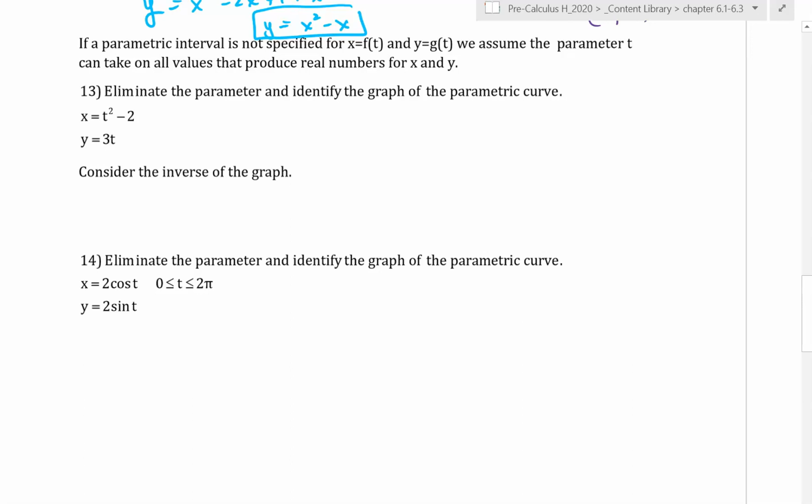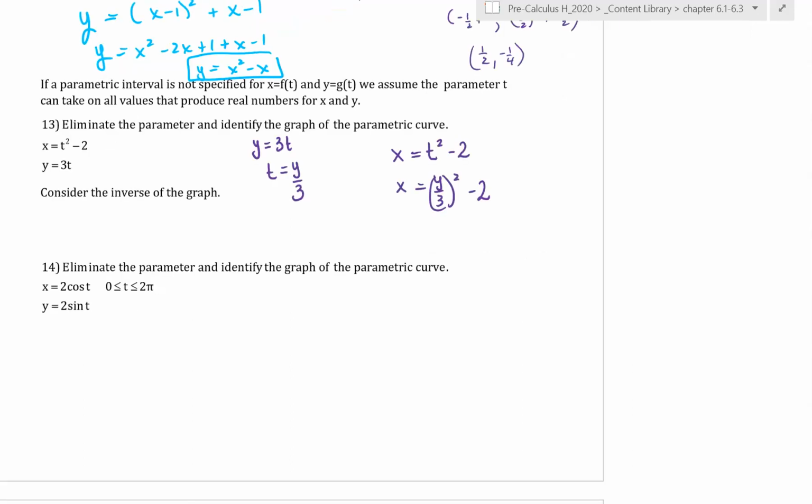Go ahead and pause the video and see if you can do that. See if you can have, instead of having x and y in terms of t, y in terms of x or x in terms of y. Go ahead and pause the video and give it a try. Okay, so when I looked at the equations, I thought it would be easier to take y equals 3t and have t in terms of y. So then when I have x equals t squared minus 2, everywhere I saw a t, I replaced it with y over 3. So we end up with x equals y squared over 9 minus 2.